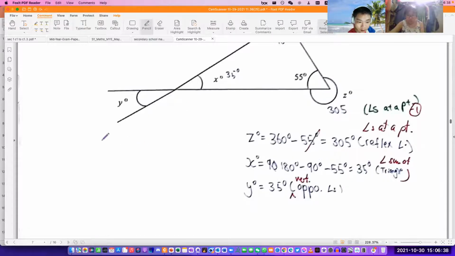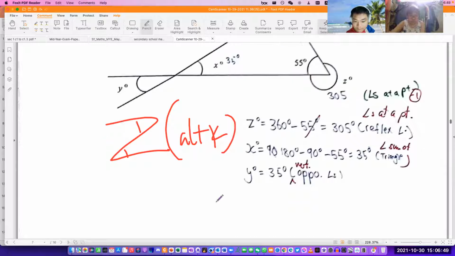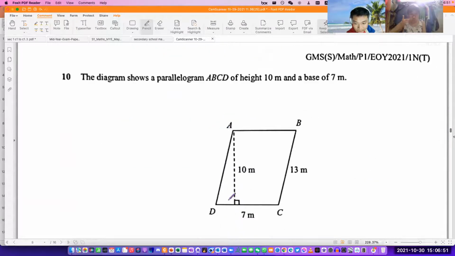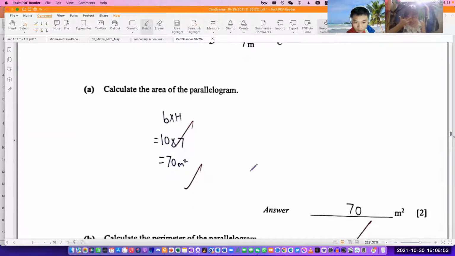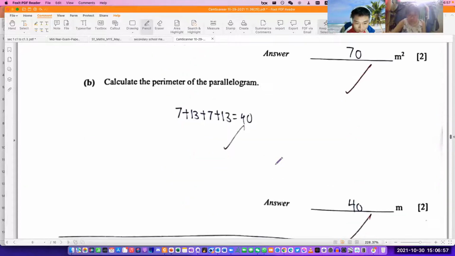What is the Z, by the way? It's called alternate angle, right? Yeah. So you see, you also almost forget. Here is good. This is the area formula for parallelogram.